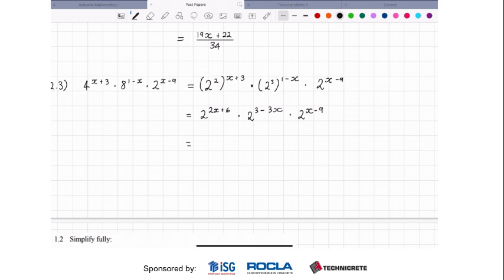So I'm just going to have 1 base 2 now, then 2x plus 6 plus these 2, so I'm going to have plus 3 minus 3x, and then plus the last 2 is going to be plus x minus 9. And now I'm just going to group my x's and my numbers. So for the x's, I have 2x minus 3x, which is minus x. And then plus x is going to be 0, so I've got no x's anymore. And then for the numbers, I have 6 plus 3, which is 9, minus 9. So I'm also going to have 0. So I'm just going to have 2 to the 0, and anything to the 0 is 1.